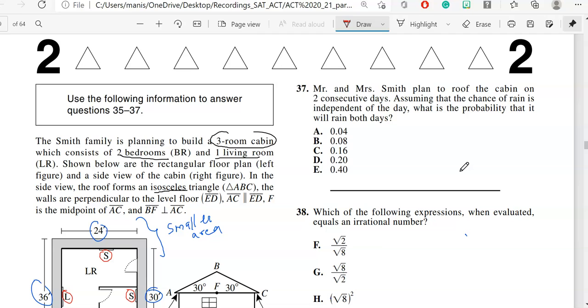The next problem says 37. Mr. and Mr. Smith plan to roof the cabin on 2 consecutive days, assuming that the chance of rain is independent of the day. What is the probability it will rain both days? Both events are happening, but they are happening at 2 different times. Raining is happening 2 different times. In this case, you will multiply your 20% chance they gave you. Multiply both of them. You will end up with this answer, 0.04. So this is the correct answer choice for question number 37.